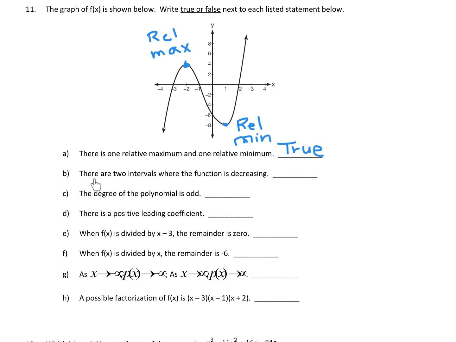All right, letter B. There are two intervals where the function is decreasing. Decreasing means it's going down. So from here to here, it's going up. So that's increasing. From here to here, it's going down. So that's decreasing. And from here to here, it's going up. So that's increasing. So there's actually only one interval where it's decreasing, where it's going down from here to here. So that's going to be false. There's not two intervals. There's only one.